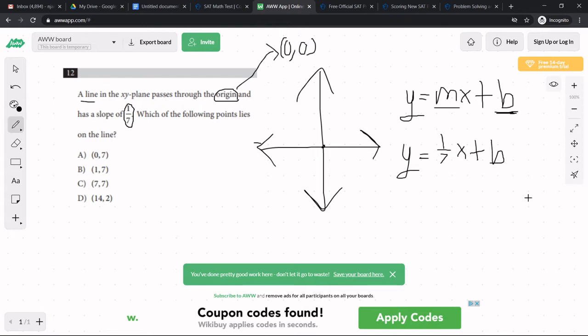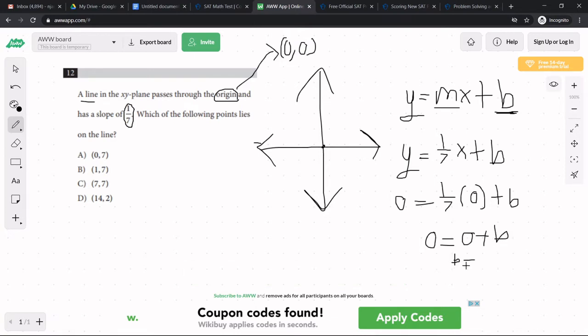And now, in order to figure out what b is, we just need to plug in this point. So we know that the y-coordinate is 0, and the x-coordinate is 0. So plug in both of those. And we get 0 equals 0 plus b, which means that b is 0. Now we know that our equation is just y equals 1 over 7x.